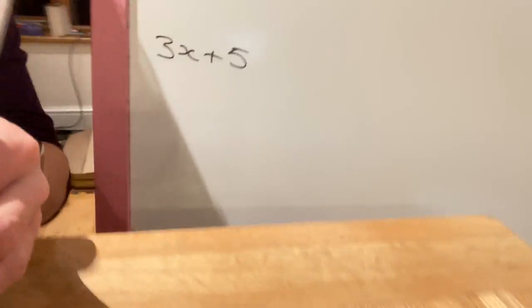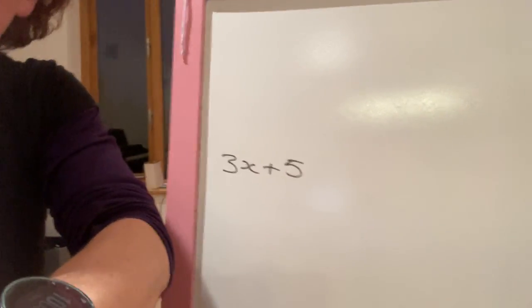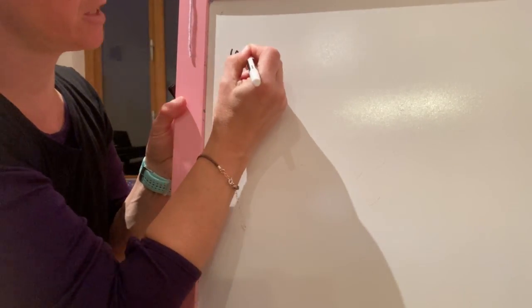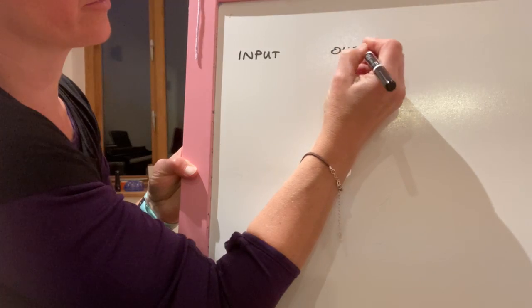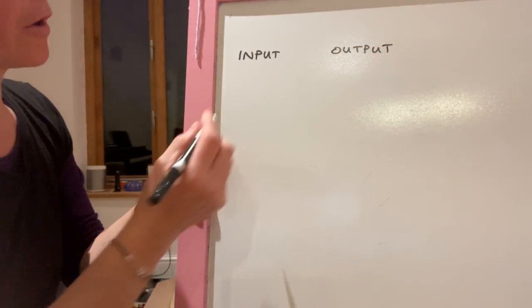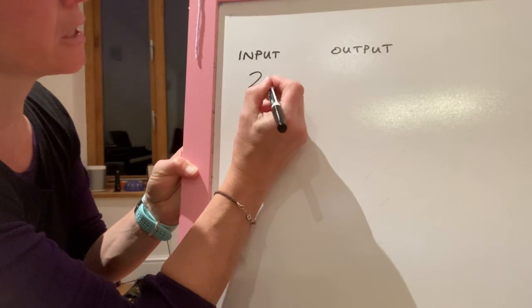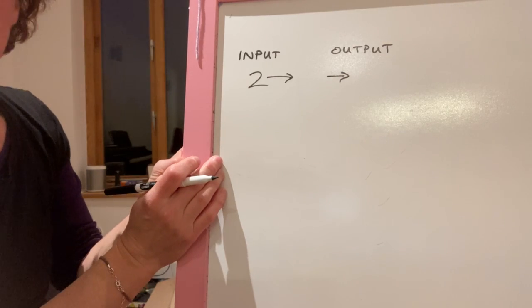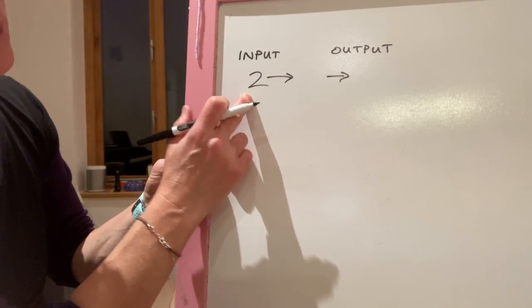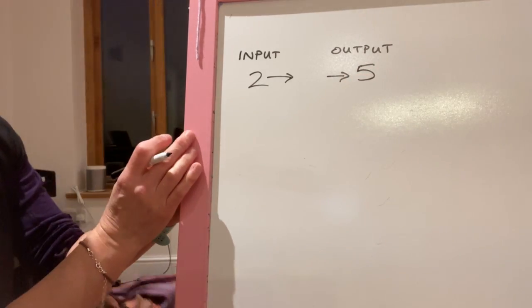Now, a function machine is just a way of writing down what happens to a number that shows how it changes. So I'll draw a function machine for you. So the input of the function machine is the number that goes in, and you probably guessed the output is what comes out. So if I put the number 2 into my function machine, something happens to it and it comes out as a different number. So it might come in at 2 and go out as 5.